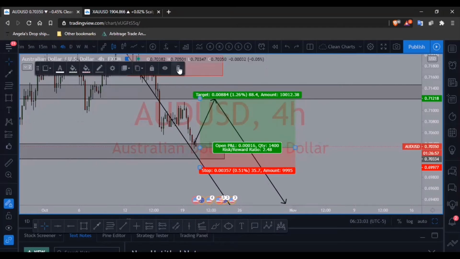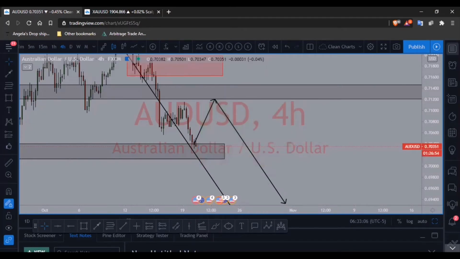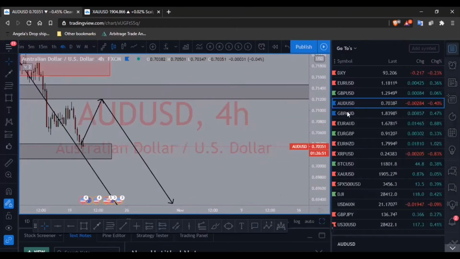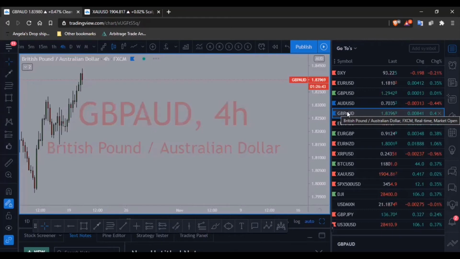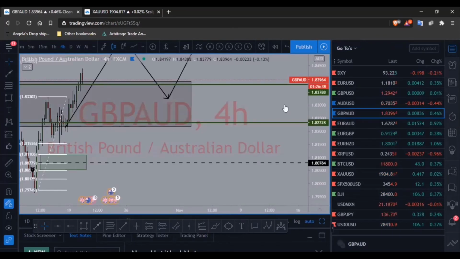All right, so that's for AUDUSD. Just going to be watching it, so keeping that blue. Going to GA. Oh yeah, I need to look at CHFJPY after this pair.